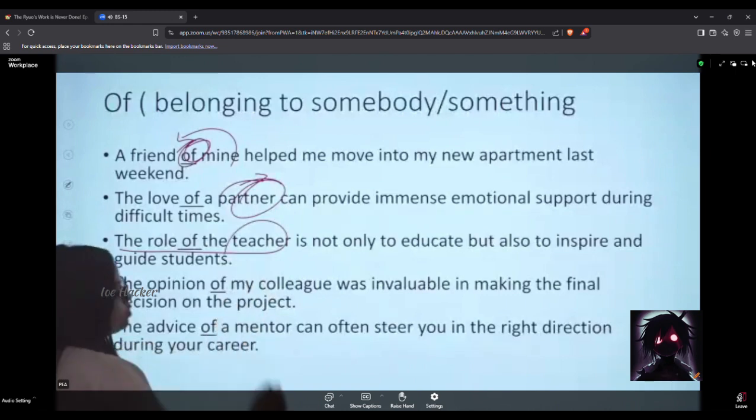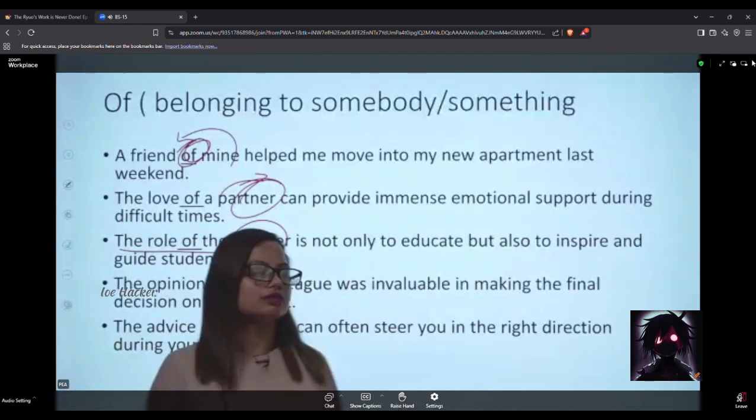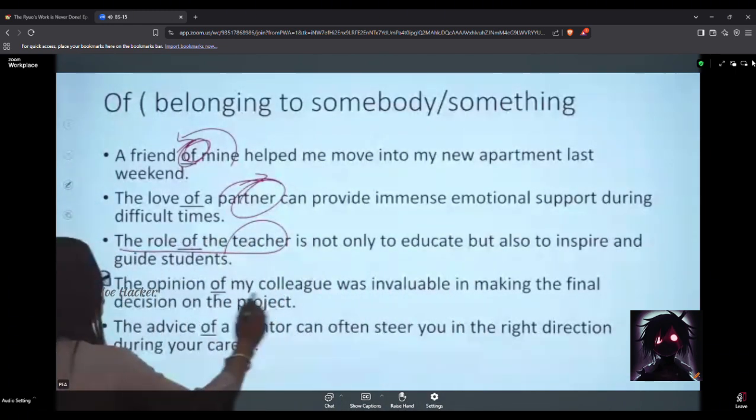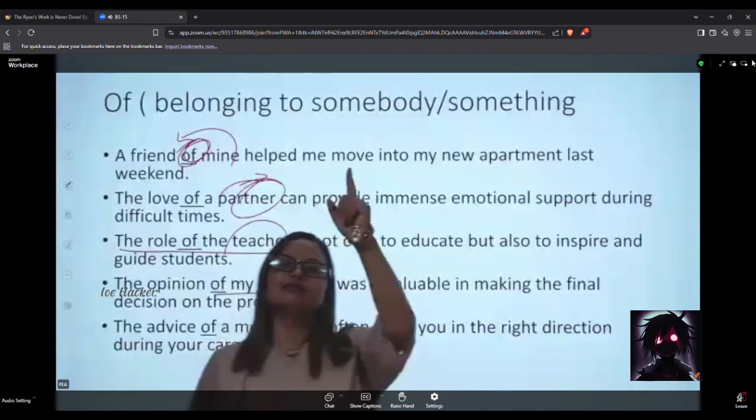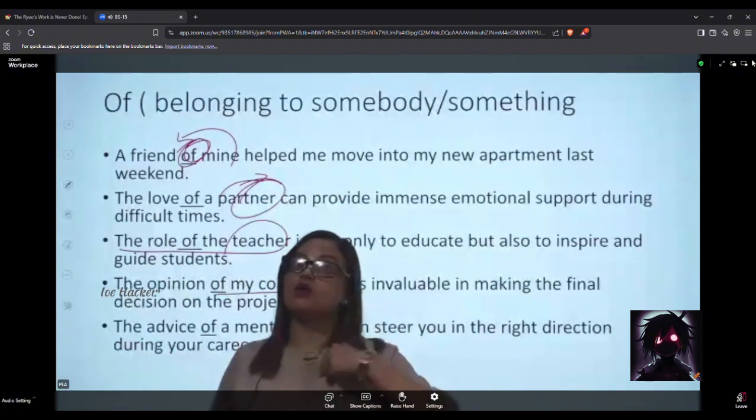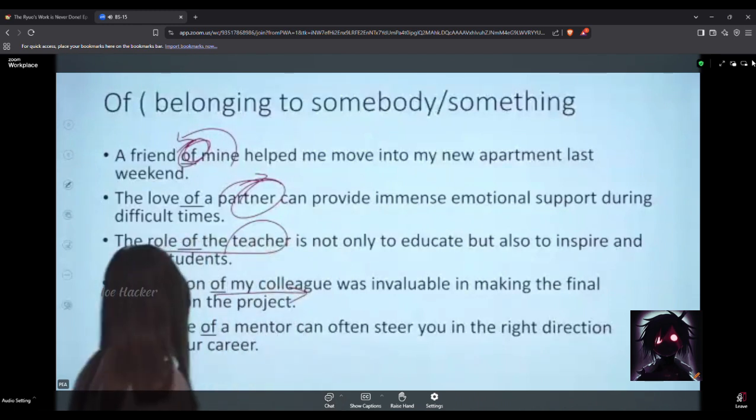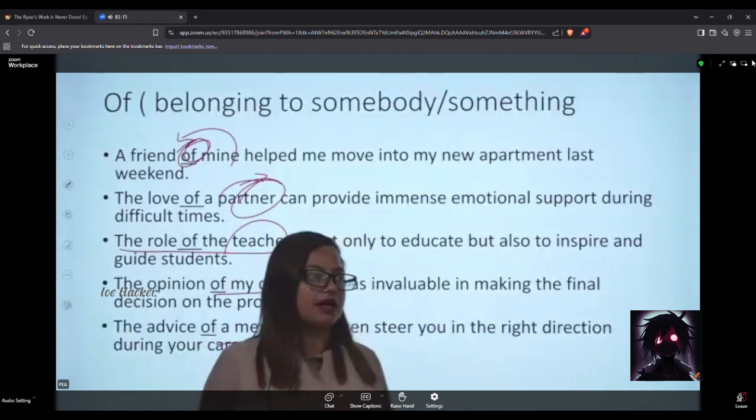The role of the teacher. Whose role? The teacher's role. The opinion of my colleague. Whose opinion? My colleague's opinion. The advice of a mentor. Whose advice? The mentor's advice.